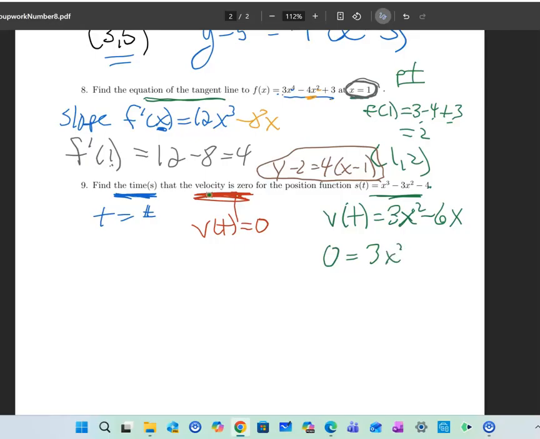So 3x squared minus 6x equals 0. Do not divide by x, you would lose an answer. Let's factor out a 3x, so I'd get x minus 2. So the times that the velocity is 0 would be 0 and 2.